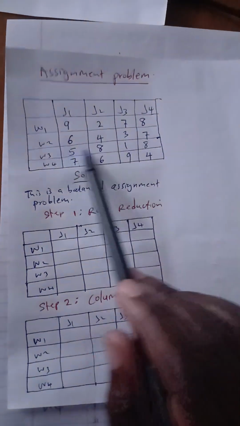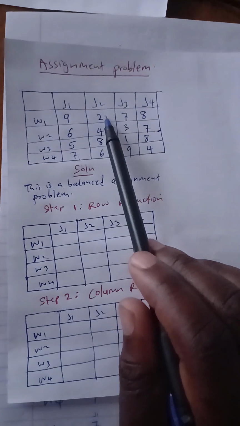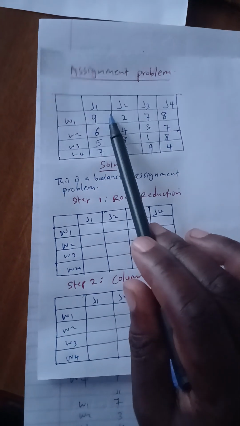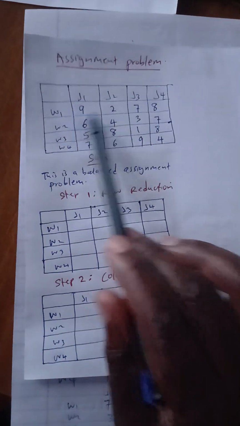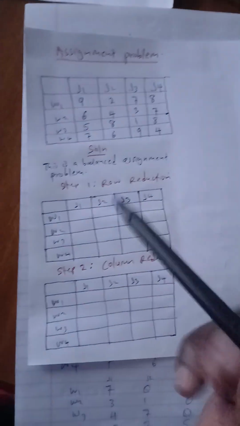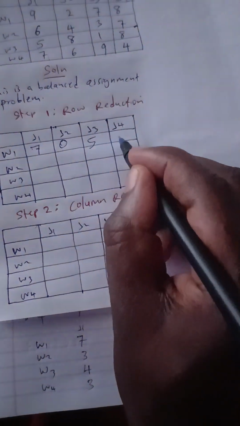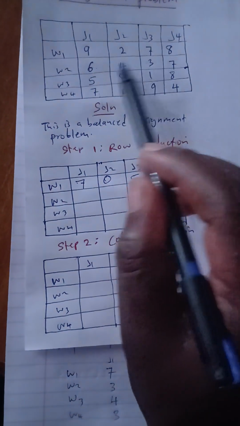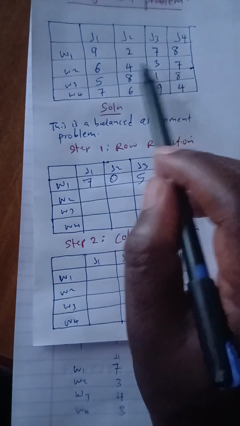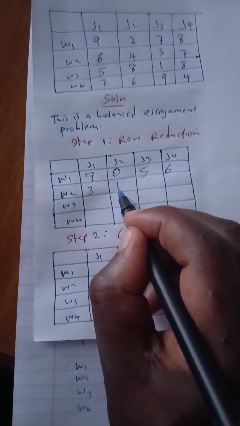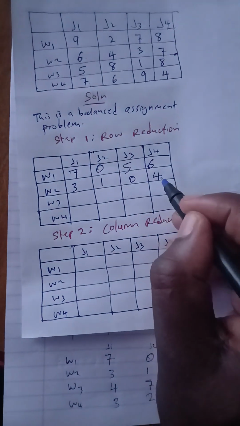these are the rows. We identify the smallest value from each row and subtract it from each element in that particular row. So in row 1, the smallest number here is 2. So when we subtract, 9 minus 2, we get 7. This 7. 2 minus 2, 0. 5. Then this is 6. We move to the second row, 6. The smallest here is 3. So we subtract 3 from 6. We get 3, 1, 0, 4.